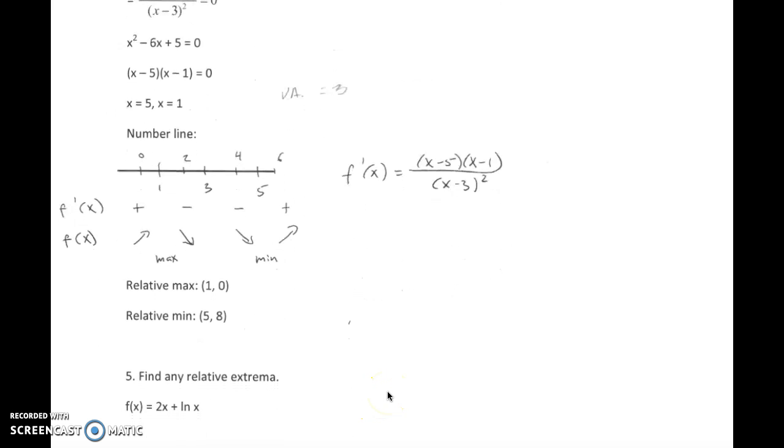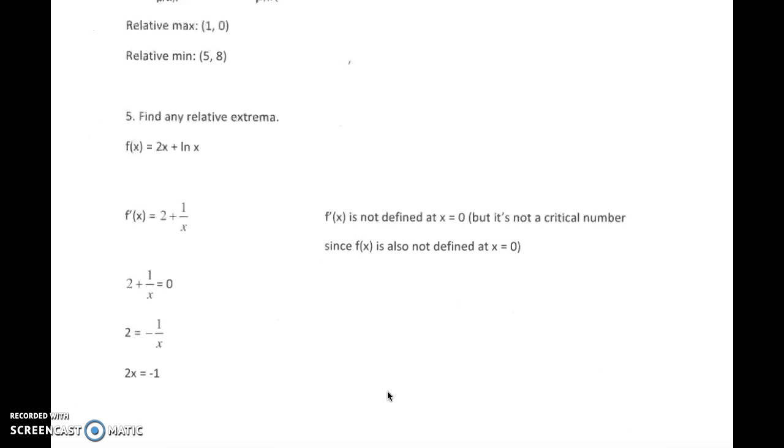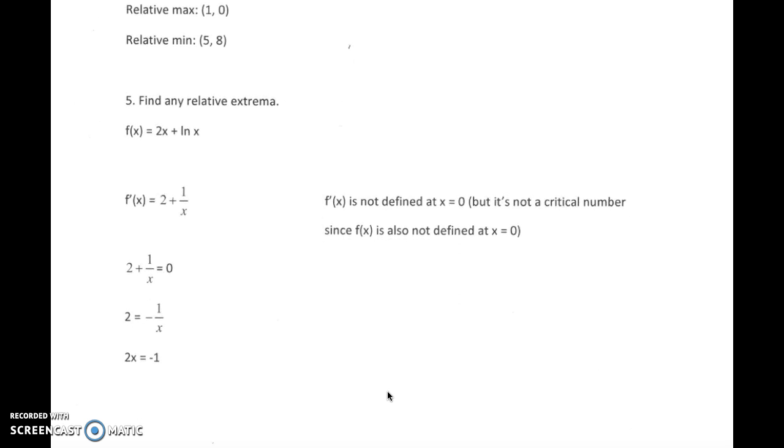Okay. Last one here we're going to look at, number 5 here. Here we have f of x is equal to 2x plus ln of x. So here we have a natural log of x. All right. And if we go ahead and take the derivative of that, we end up with 2.